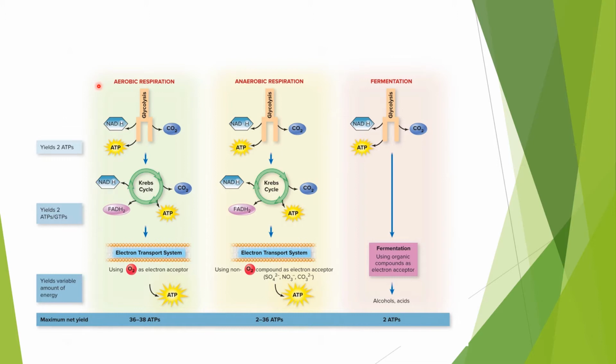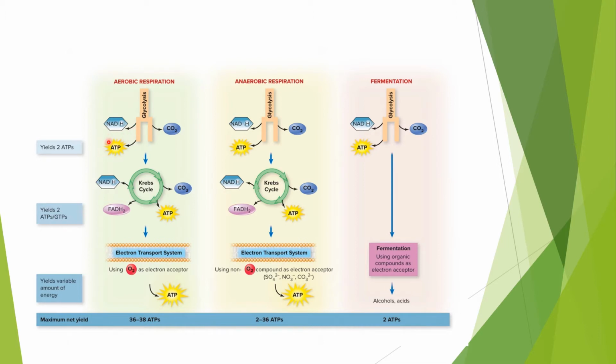So some bacteria out there are capable of going through aerobic respiration. If they go through aerobic respiration, they're going to go through the 3 stages that we've already talked about in the previous video. They're going to go through the glycolysis step, and then they're going to go through the Krebs cycle, and then they're going to go through the electron transport chain.